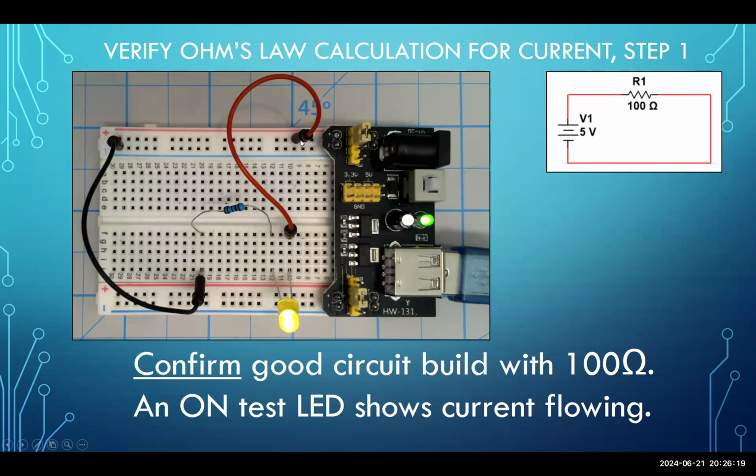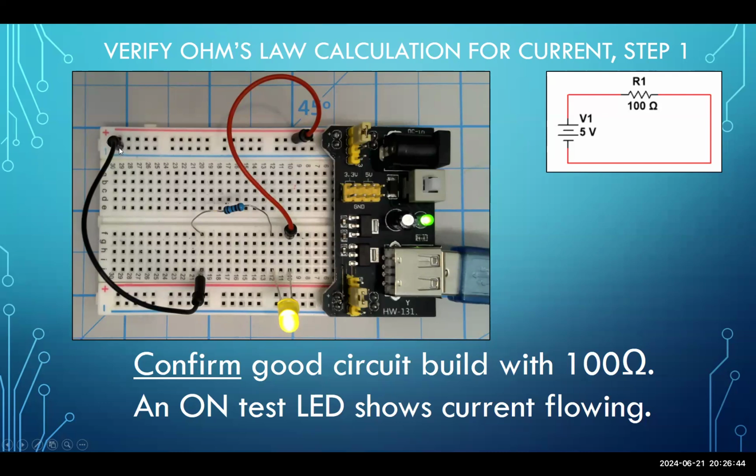I have a red jumper wire from the red rail coming down to row 10. On row 10, I've got the long lead of the LED, and the short lead of the LED on row 12. Connected to row 12 is one lead of my resistor. My resistor jumps all the way over to row 20. On row 20, I have a connection with the black wire, which takes me all the way back to the blue rail.